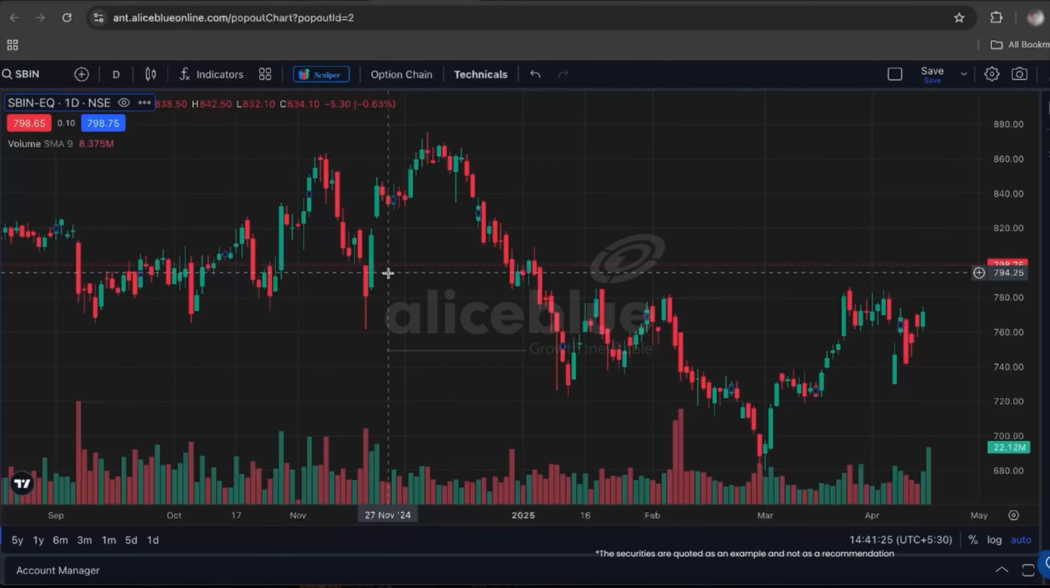Whether you are a day trader, a swing trader, or a long haul investor, volume is a key piece of your puzzle. Just remember that. So without any further ado, let's get started.